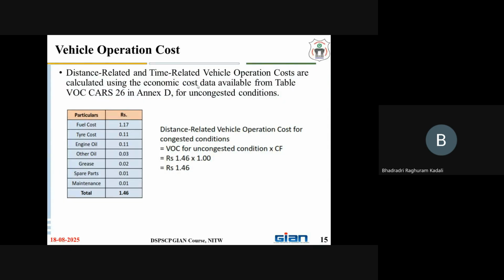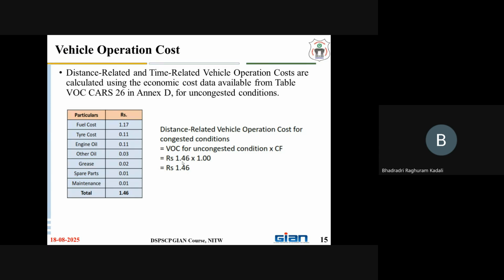So these distance related and time related vehicle operating costs are calculated using the economic cost data available from the table, respective to the codal provisions of SP30 of 2009. They have given the total vehicle operating cost, like the fuel cost, tire cost, and put together the total cost is 1.46. If you add all the cumulative values, then you may get 1.46. So now what we are trying to do is, whatever the congestion factor we have, that factor we are multiplying with respect to the vehicle operating cost value, that is 1.46.